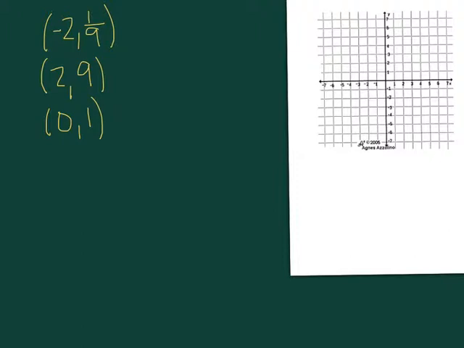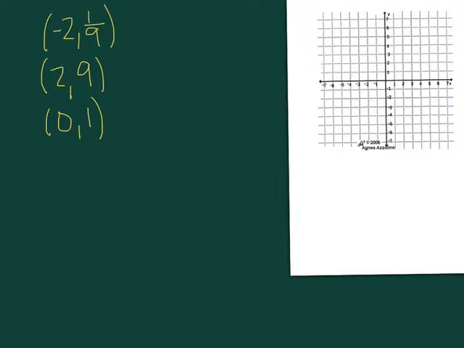Let's look at graphing exponential functions from a list of ordered pairs. So if we were to have been given the pairs -2 and 1/9, 2, 9, 0, 1, and so forth, we would be able to graph a curve.